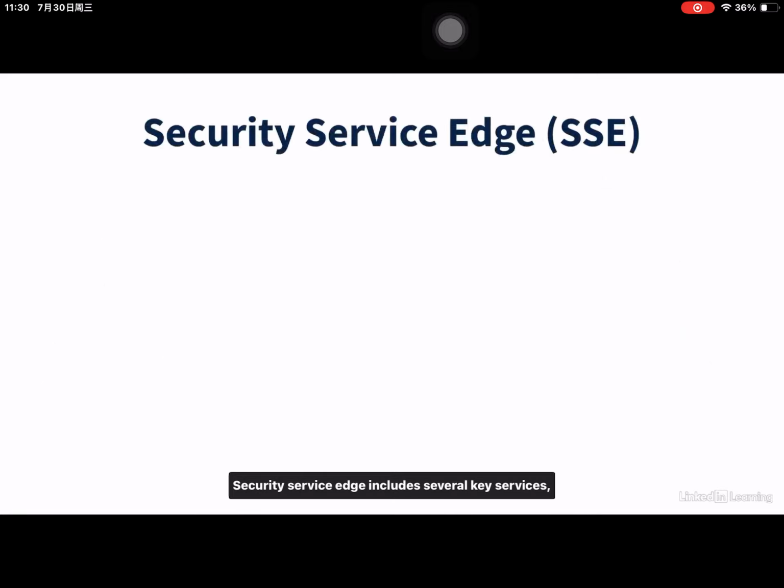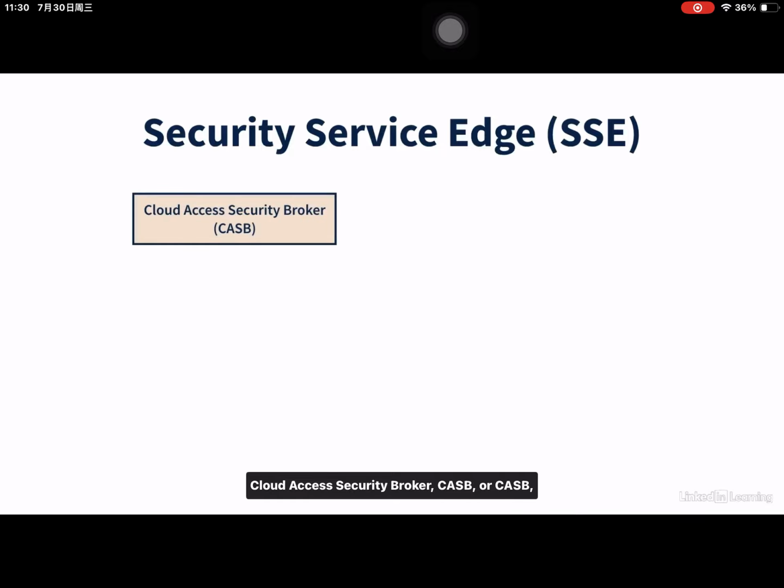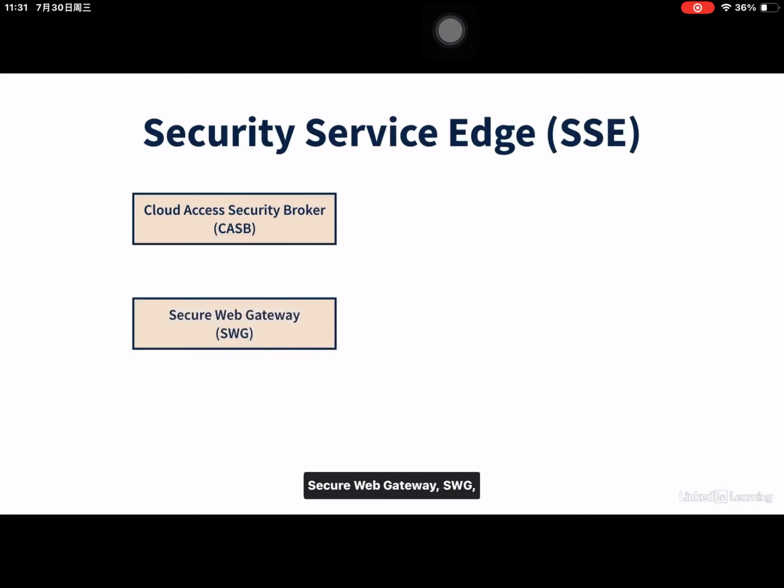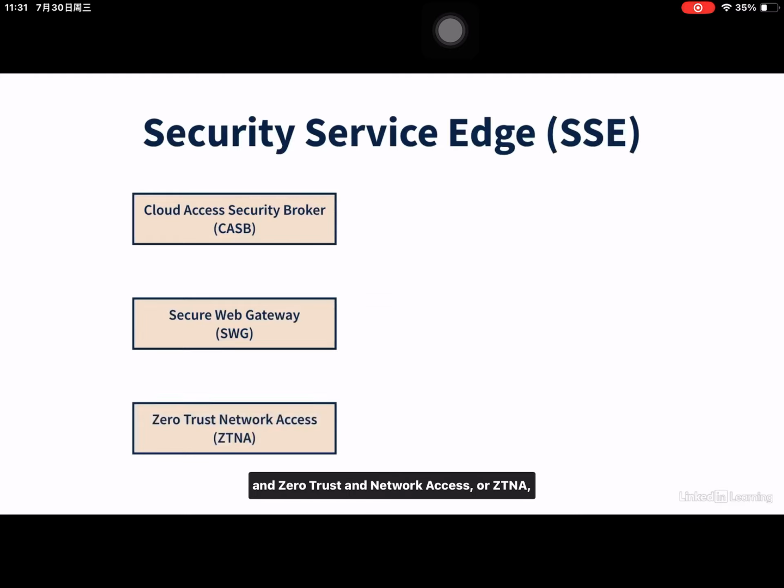Security Service Edge includes several key services: Cloud Access Security Broker, CASB, for securing cloud applications and data; Secure Web Gateway, SWG, for filtering Internet traffic, blocking harmful websites, and enforcing corporate policies; and Zero Trust Network Access, or ZTNA, for allowing remote users to access internal resources based on zero-trust principles.